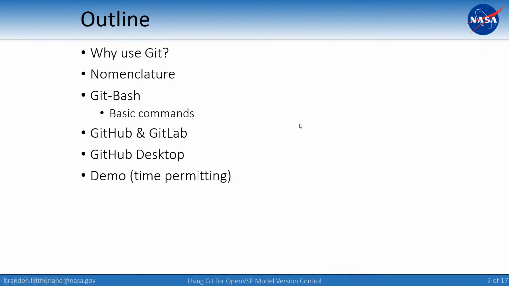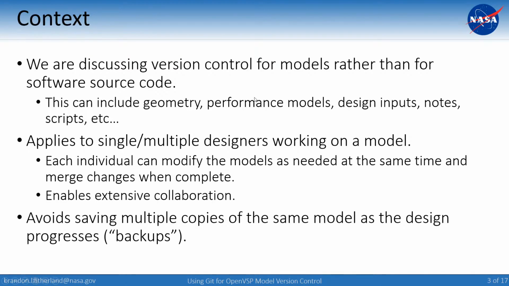So for a bit of a discussion here, we're going to go over why we would use Git, a little bit of the nomenclature associated with Git processes, and some different flavors that we have of Git and how you can use those. And at the end, with time permitting, we're going to go ahead and do a demonstration using GitHub Desktop and show how you can make some changes and do some version modeling in real time.